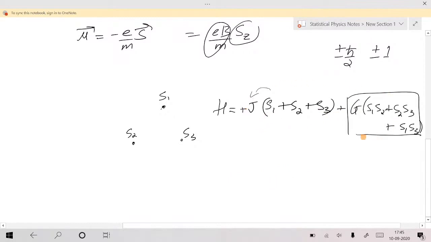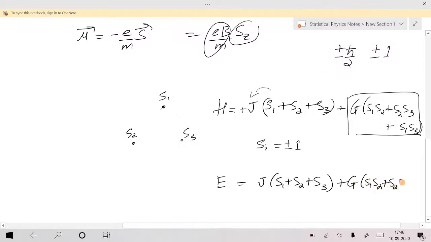Again, we don't think of that notation. Actually, we want to make it as simple as possible. That's why we write Si is equal to plus or minus 1, where i equals 1, 2, 3. Each of these values can be plus or minus 1, and we find the energy. I can write energy like this: J into S1 plus S2 plus S3, plus some other constant, S1 S2 plus S2 S3 plus S1 S3.